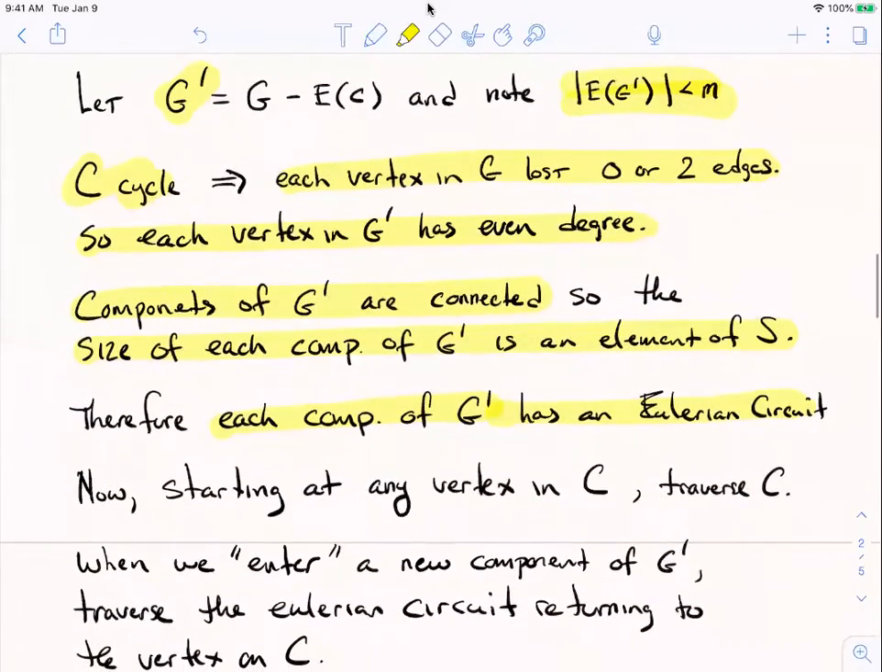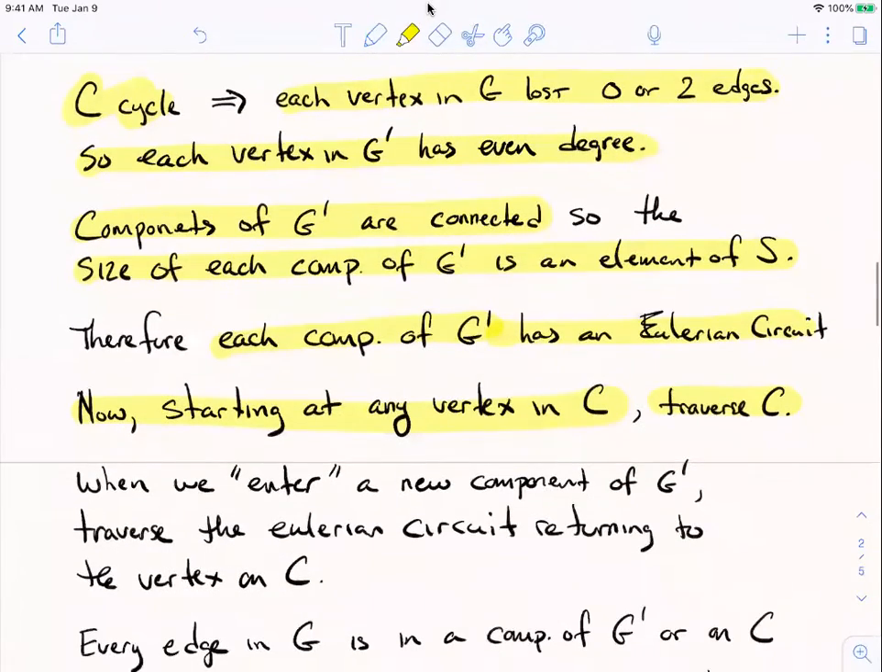Okay, so now pick any vertex on our cycle C and start, quote unquote, traversing it. Start moving along the cycle along its edges. Pick a vertex, pick one of the edges, and start traversing the cycle. As you come vertex by vertex, always ask yourself, are you moving into a new component of G prime, a component that you've never been to before? If the answer is yes, that component has an Eulerian circuit, so traverse that circuit, returning to the vertex that you came to on your cycle. And then you just proceed that way, all the way around your cycle.